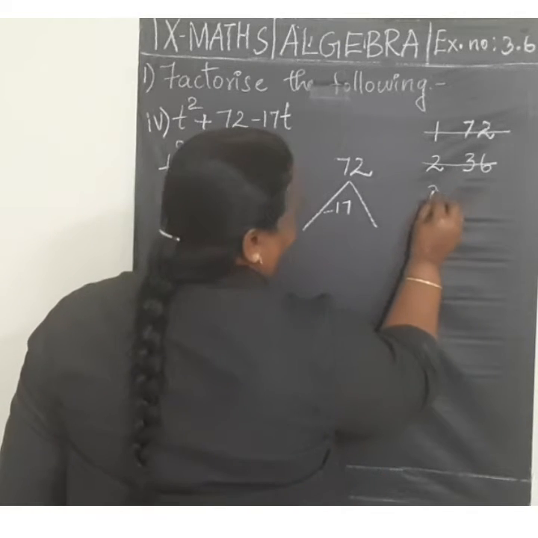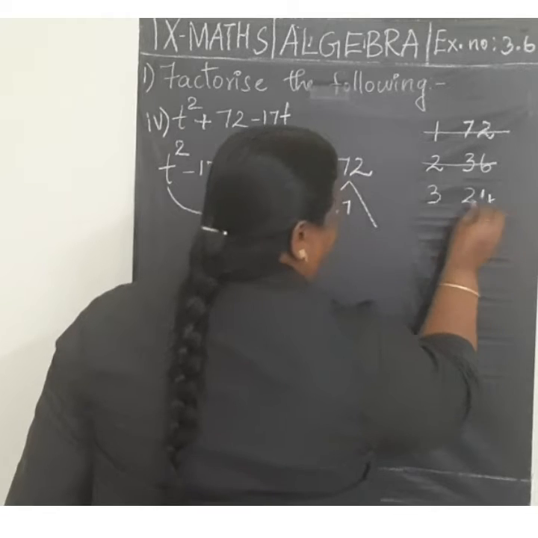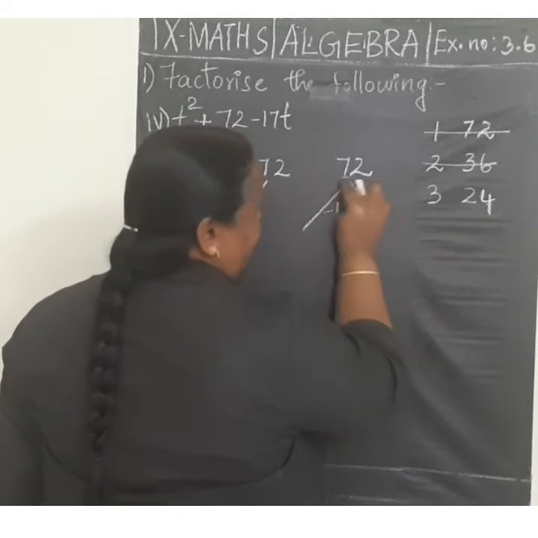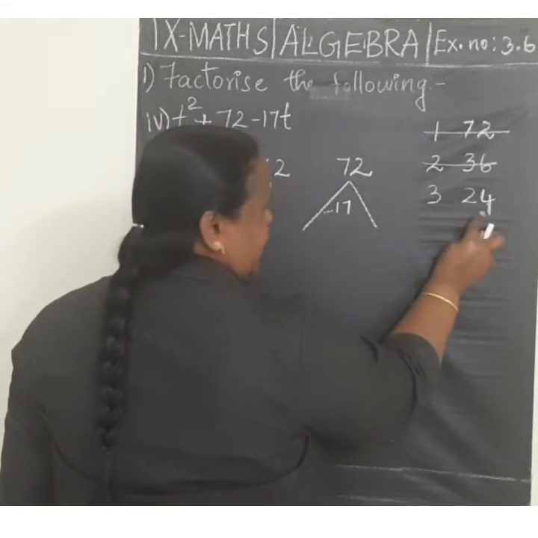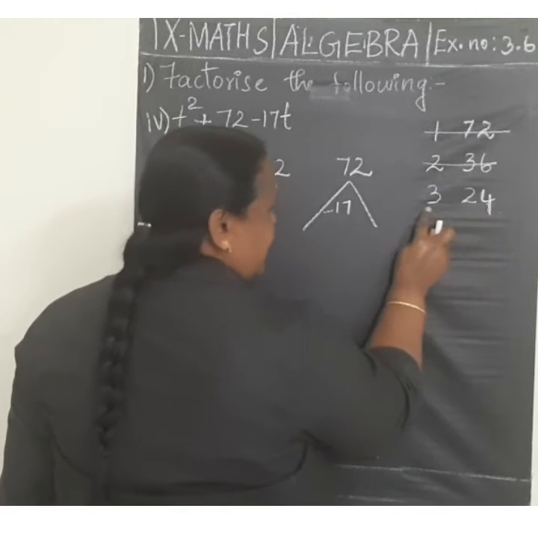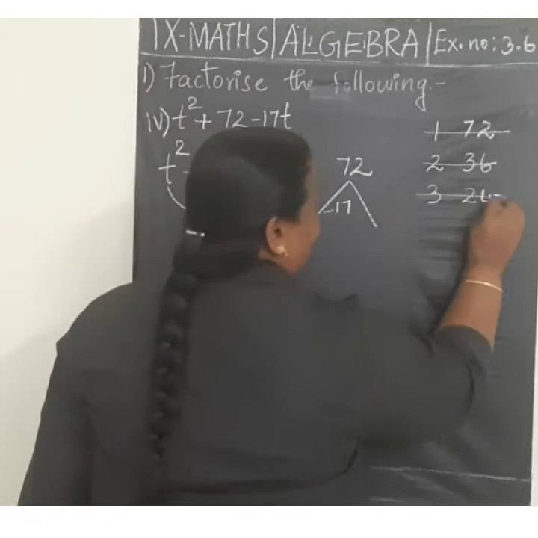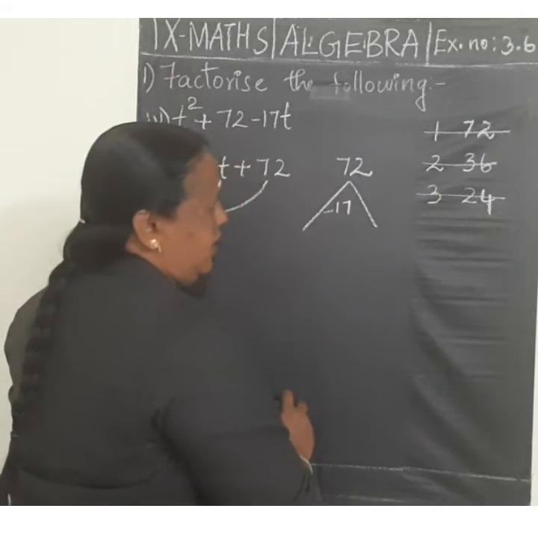Next we will go for the third table. In the third table, 24 times 3 is 72. 3 into 24 is 72. If we add 24 plus 3, we get 27. Now 24 minus 3, we get 21, so we are not getting 17. So we can't take 3 and 24.